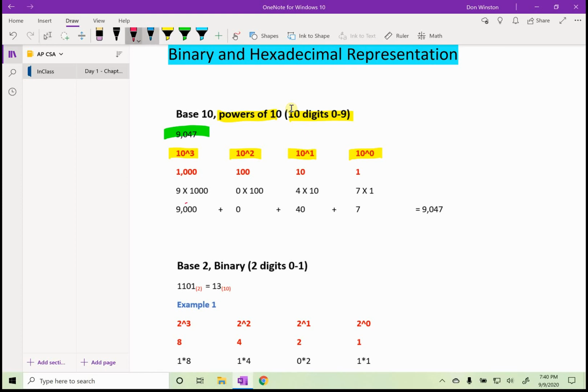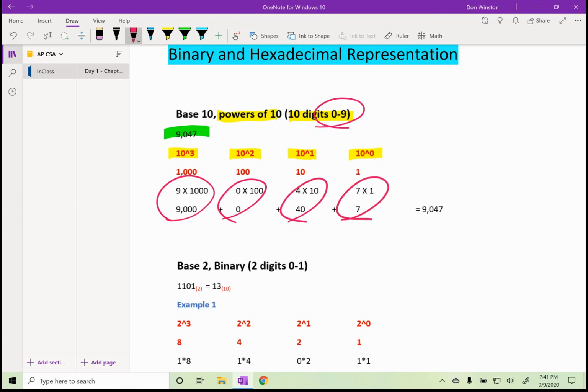So using the digits 0 through 9, I can take those digits and multiply them by powers of 10. So I have 9 times 1,000, which is 9,000. I have 0 times 100, which is 0. I have 4 times 10, which is 40. And I have 7 times 1, which is 7. So I'm taking the digits 0 through 9 and multiplying them by powers of 10, to give me 9,047. And that's how I know that in base 10, 9047 is 9,047.